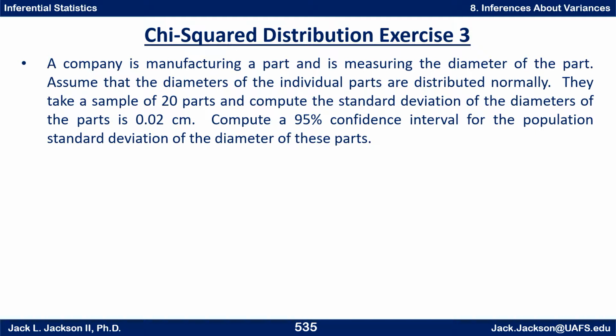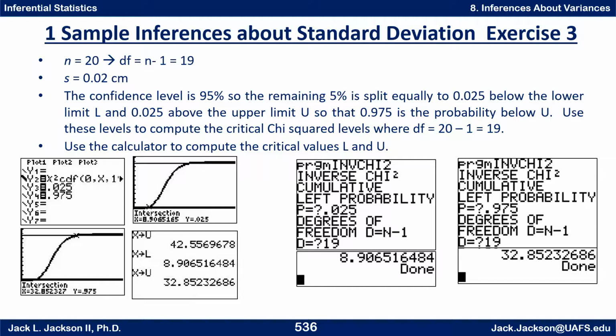when we were testing proportions and means and building confidence intervals for them. They take a sample of 20 parts and compute a standard deviation of the diameters of the parts of 0.02 centimeters. Compute a 95% confidence interval for the population standard deviation of the diameter of these parts. Well, notice if n is 20, the degrees of freedom is n minus 1, which is 19. S is 0.02. The confidence level is 95%, so the remaining 5% is split evenly. It's 0.025 below the lower limit, chi-square lower, and 0.025 above the upper, chi-square upper.